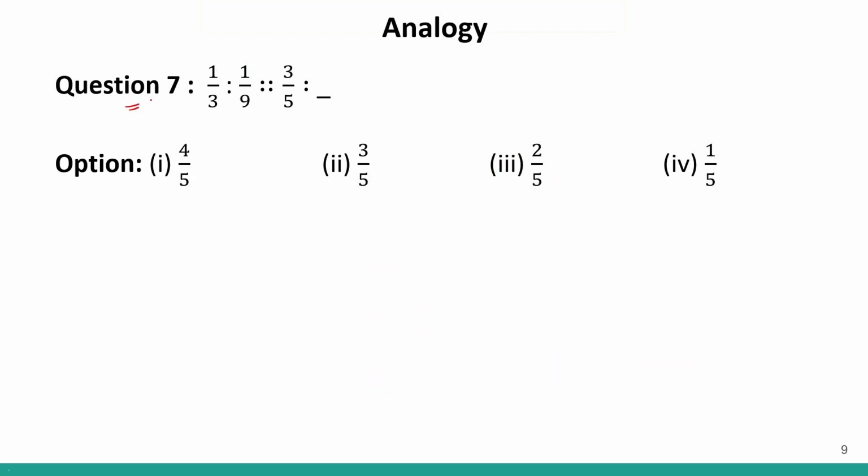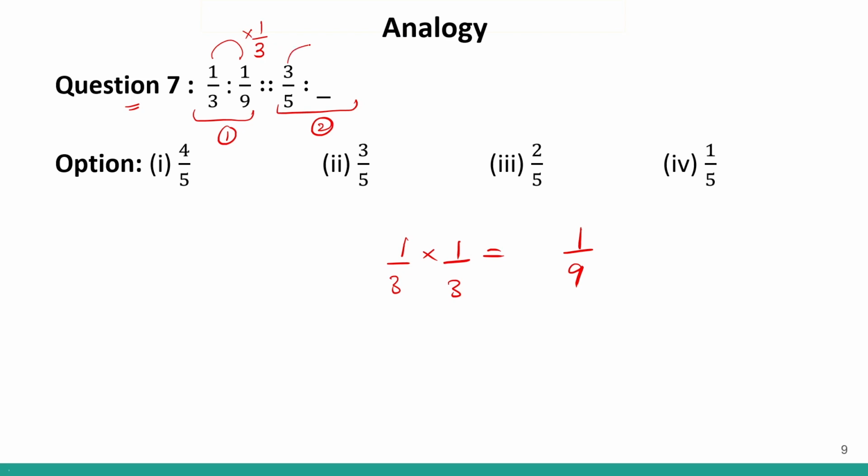Moving on to question number 7. We have 1 by 3, 1 by 9. This is the first pair. And we have to find the missing element in the second pair. So how is 1 by 3 and 1 by 9 related? Basically, if I multiply 1 by 3 by 1 by 3, how much will I get? 1 by 9. This is simply multiplication by 1 by 3. Correct? If I multiply 1 by 3 into 1 by 3, I'll get 1 by 9.